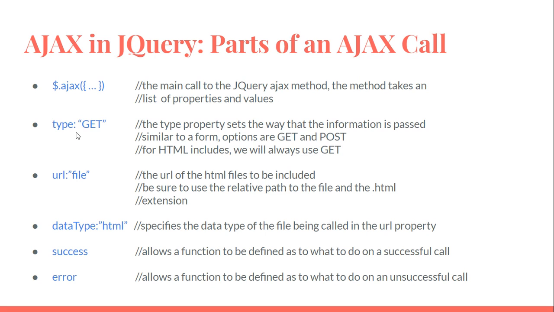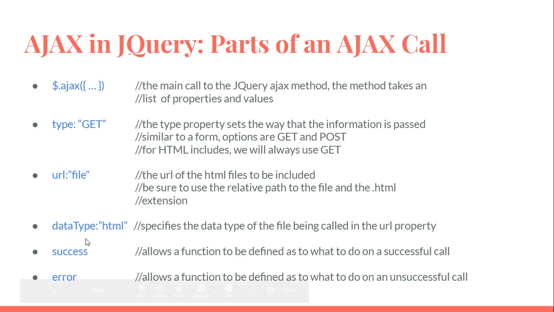The first one is type. And for type, we can have a variety of different things. The most common are get or post, very similar to the way that we send information from a form. Right now, for the HTML includes, we're just going to use get. It makes life pretty easy. The second thing then is the URL of the file that we're pointing to. So that's the HTML file that we're going to include. If we have a relative path, we have to go in and out of folders. We need to make sure that we utilize that relative path here. Next is the data type, and we're going to specify this as HTML right now. This specifies the type of the file in the URL. So this would be file.html, which makes the data type HTML.